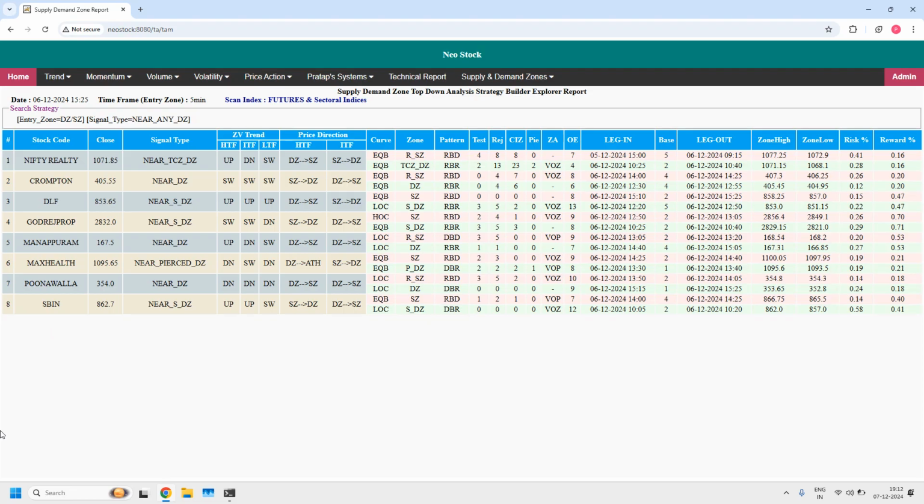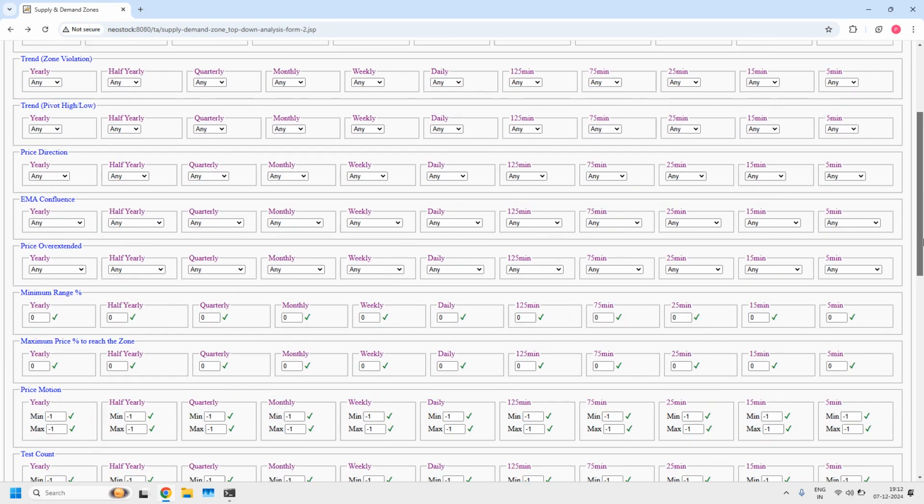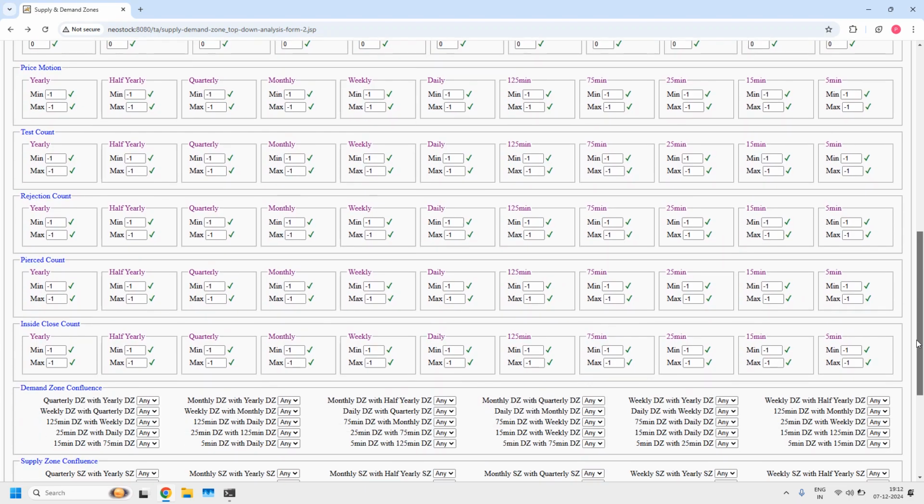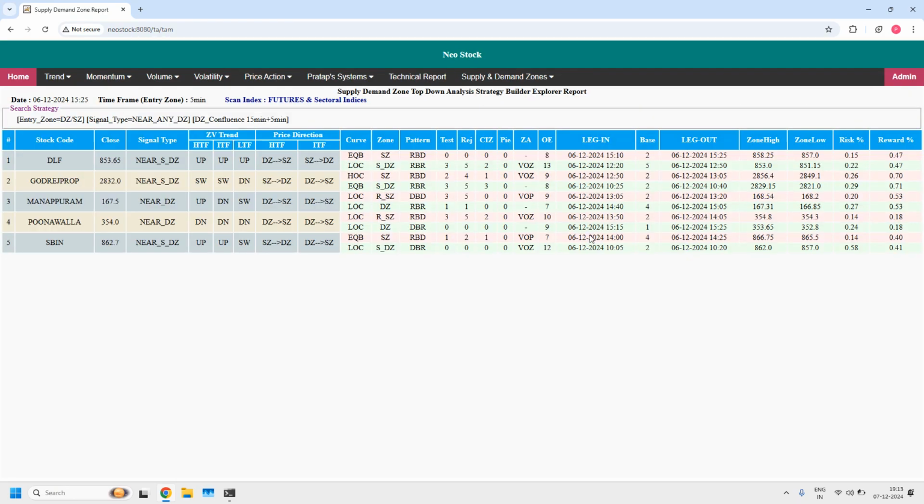Out of these 8 demand zones, how many are having ITF confluence? That is a 5 minutes demand zone with the 15 minutes demand zone confluence. I am enabling that filter. So with this filter, we got 5 stocks. Any pierced zones here? No. No pierced demand zones, 5 minutes demand zones. In all these 5 stocks, 5 minutes demand zone is part of the 15 minutes demand zone. That is what zone confluence.